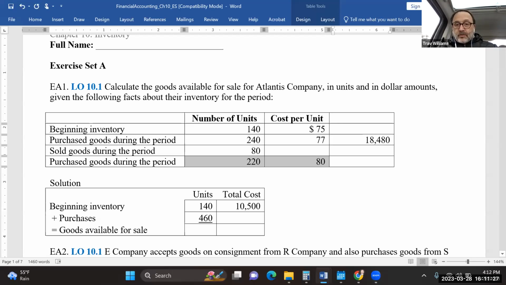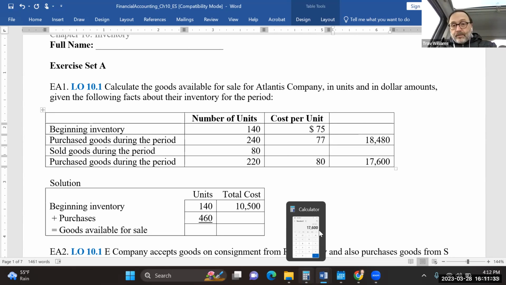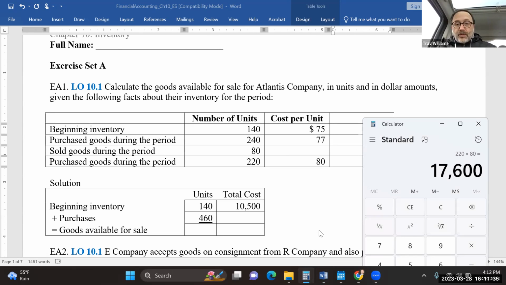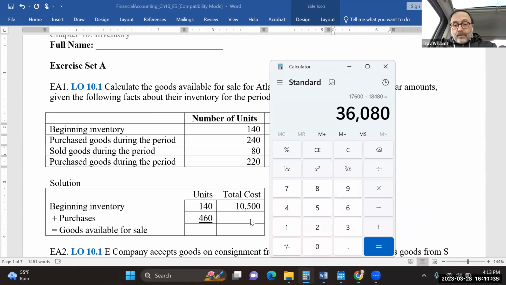17,600 plus 18,480, and I get a total of 36,080. Again, that's only for the purchases.